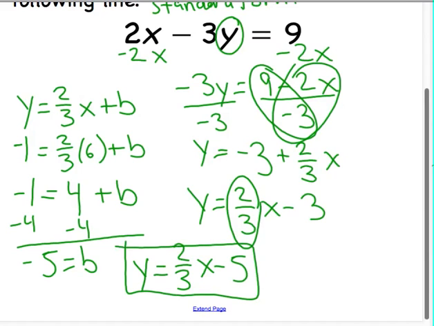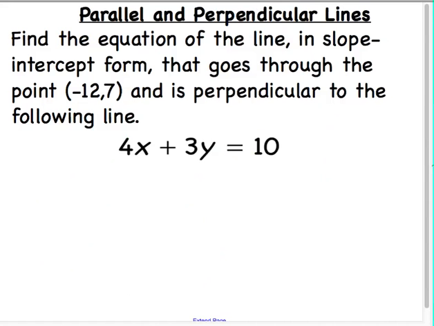Notice how similar it looks to this, because it has the same slope, but again, parallel lines have the same slopes but different y-intercepts. Let's do one more similar to this. In this case, we're looking at perpendicular, so we've got to isolate y. So I'm going to subtract 4x from each side.